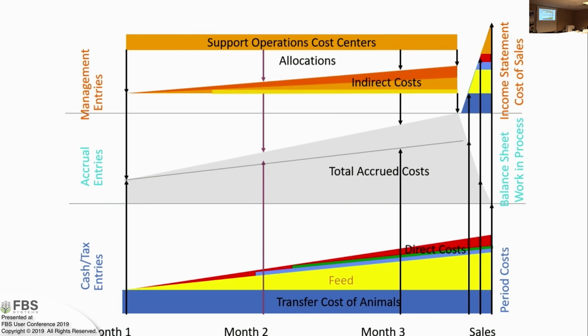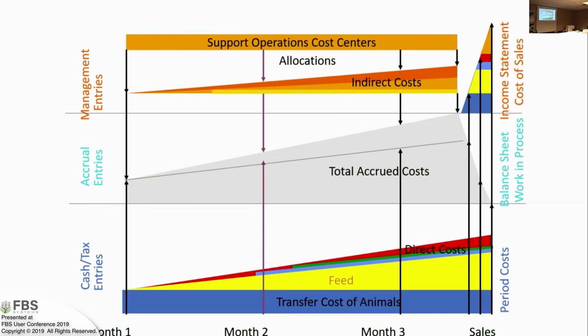And then at the same time, I've got support operations costs, overhead costs that are being allocated, and they're set up by standard costing, and we'll look at some examples of how that works. So it's making these allocations as management entries. So I have cash entries, cash tax entries, accrual entries, and management entries. Management entries mean that they're entries that are handled internally.